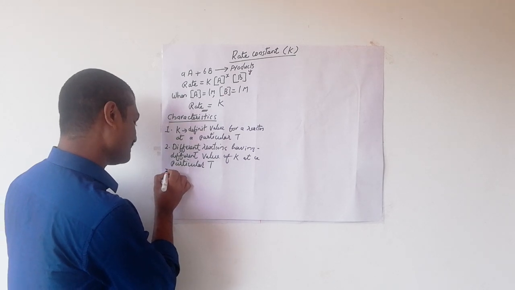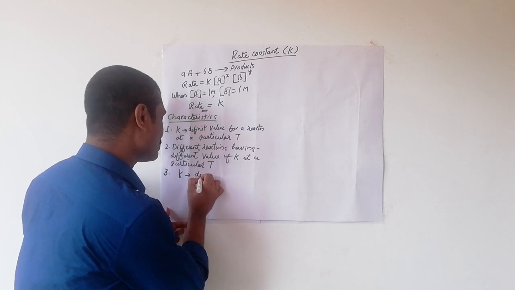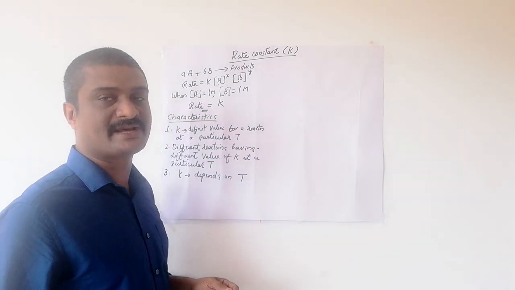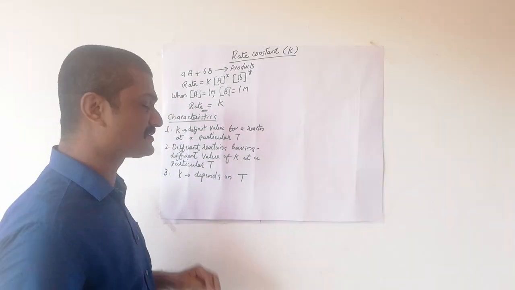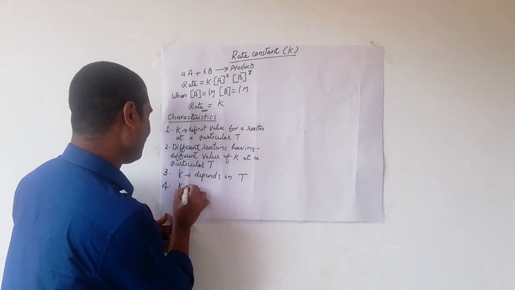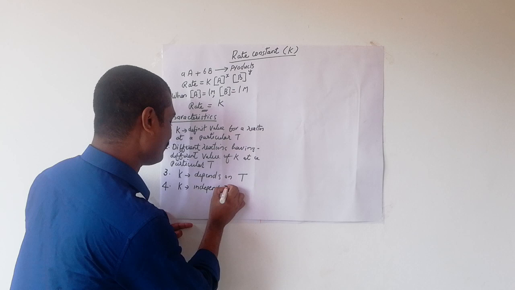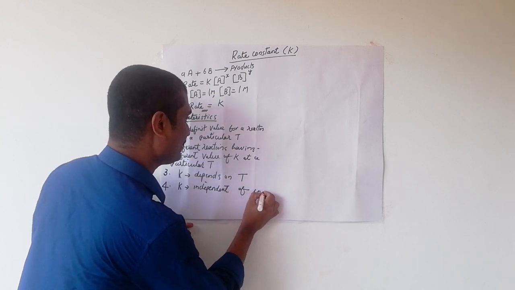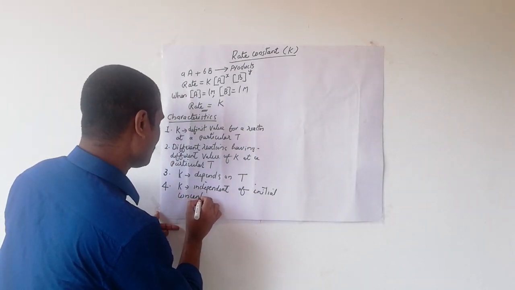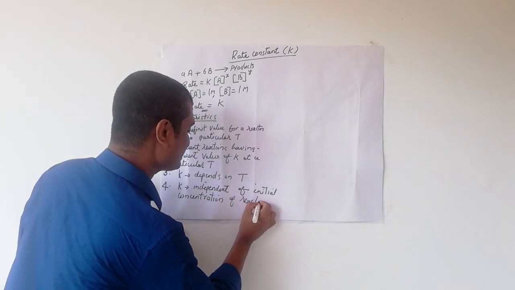And the third point, the value of K depends on temperature. That means when the temperature changes, the value of the rate constant also changes. And the fourth point, very, very important, the value of K is independent of the initial concentration of reactants.